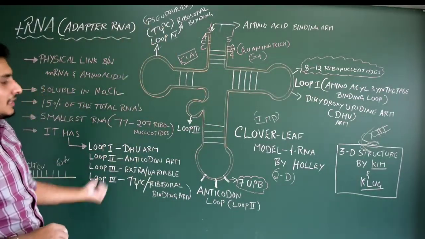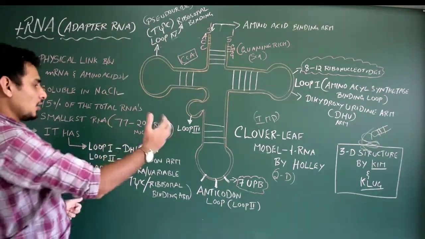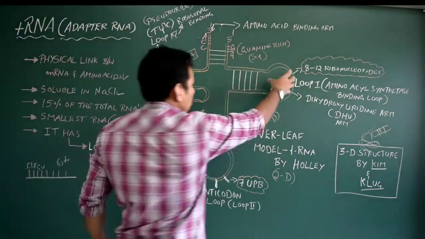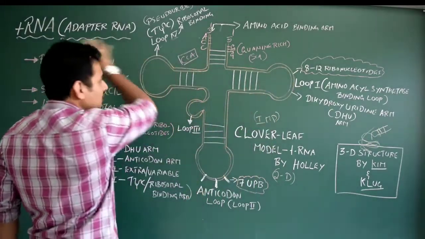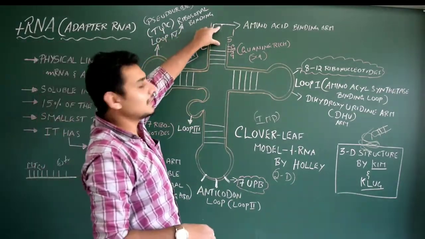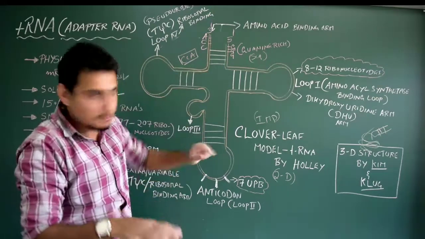If you look into the tRNA cloverleaf model, according to Holley, it has got 4 loops. Loop 1, loop 2, loop 3, loop 4. We cannot consider the end as loop 5. Got it? Because it is free.